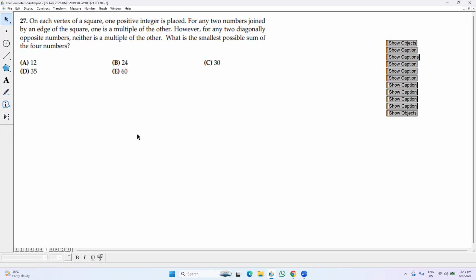This type of question, you can try and error a little bit. So we draw a square first. Then we want to label. Since it's the smallest, we use small numbers. If we use 1 and 2, we know it's no good. 1, then all the numbers are multiples of 1.